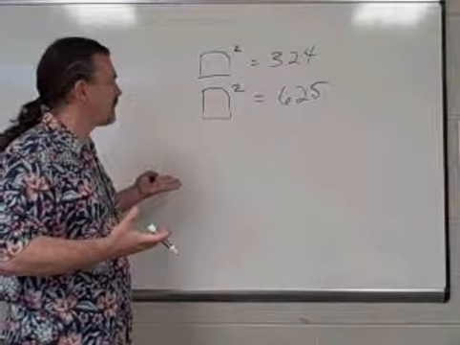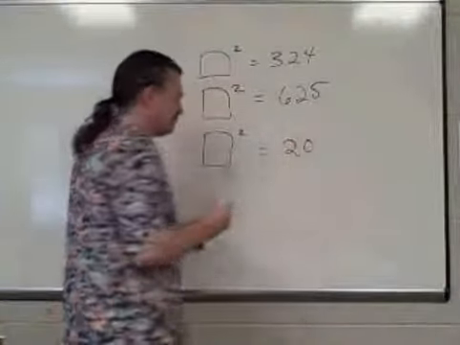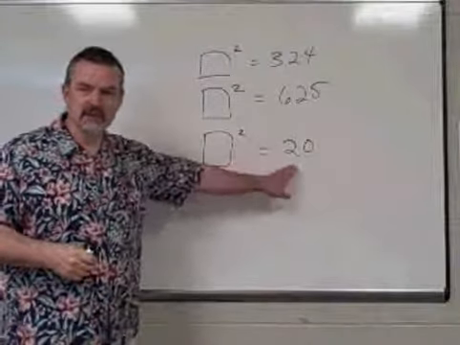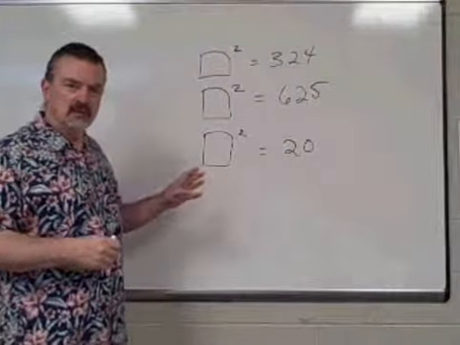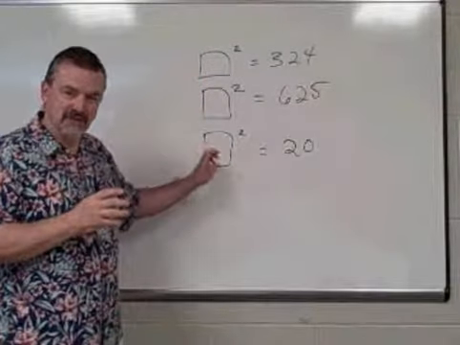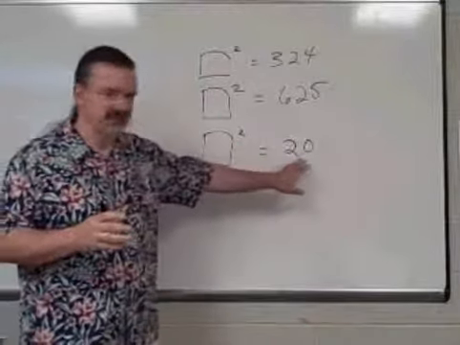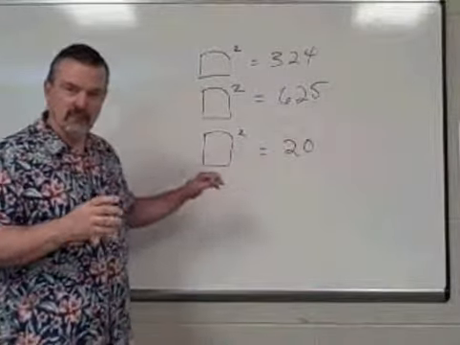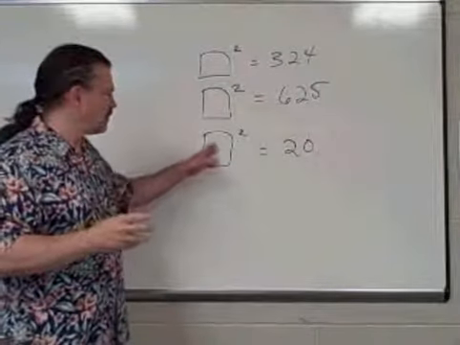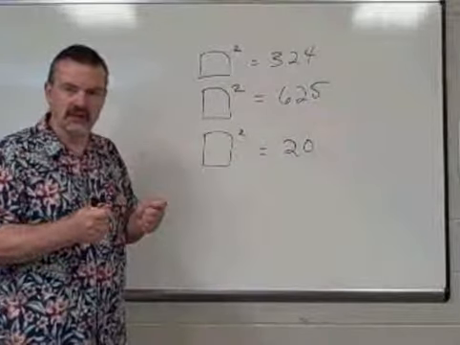For example, what number can we square that gives us 20? Well, let's think about that. We know from one of the problems we just looked at that 5 squared is 25. So this number has to be less than 5. But 4 squared, 4 times 4, is 16. So the number that we can square that makes 20 is not a whole number.